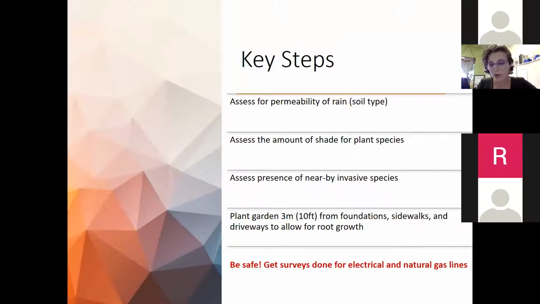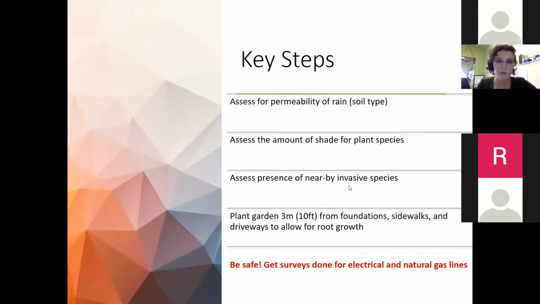Make sure to plant the garden about 3 meters, 10 feet from building foundations, sidewalks, and driveways to allow for root growth and to protect the infrastructure. And of course, be safe. Get surveys done for electrical and natural gas lines.